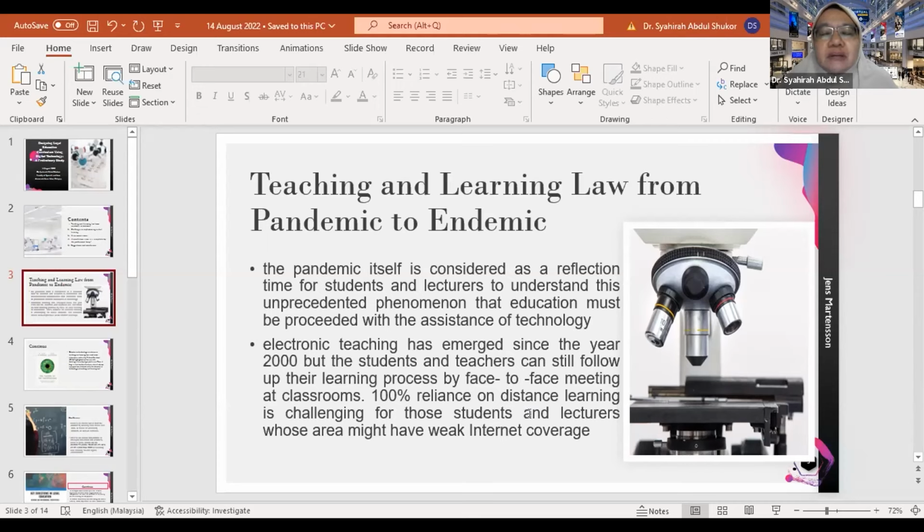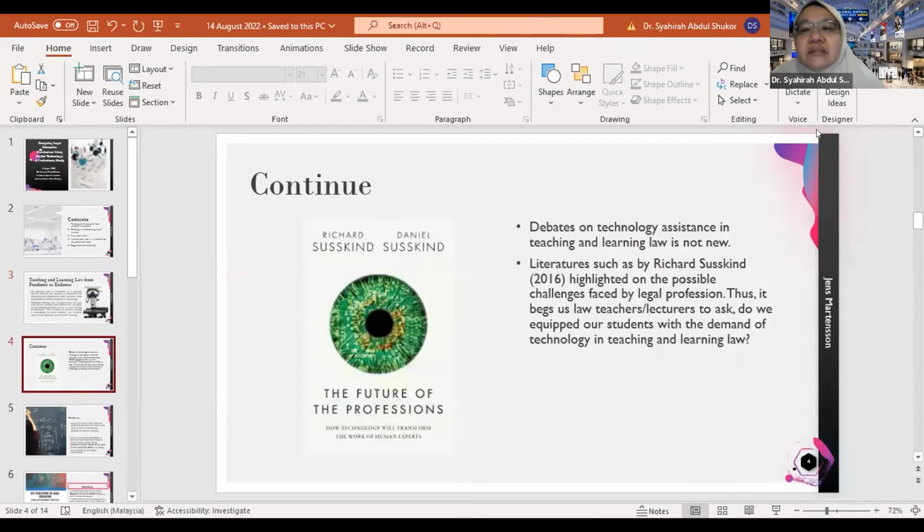And the shift to 100% reliance on distance learning is challenging for those students and lecturers whose areas have weak internet coverage. But the idea of debates on technology assistance in teaching and learning law is not new. We can see literature from Richard Susskind's book, for example, touching on the possible challenges faced by the legal profession.